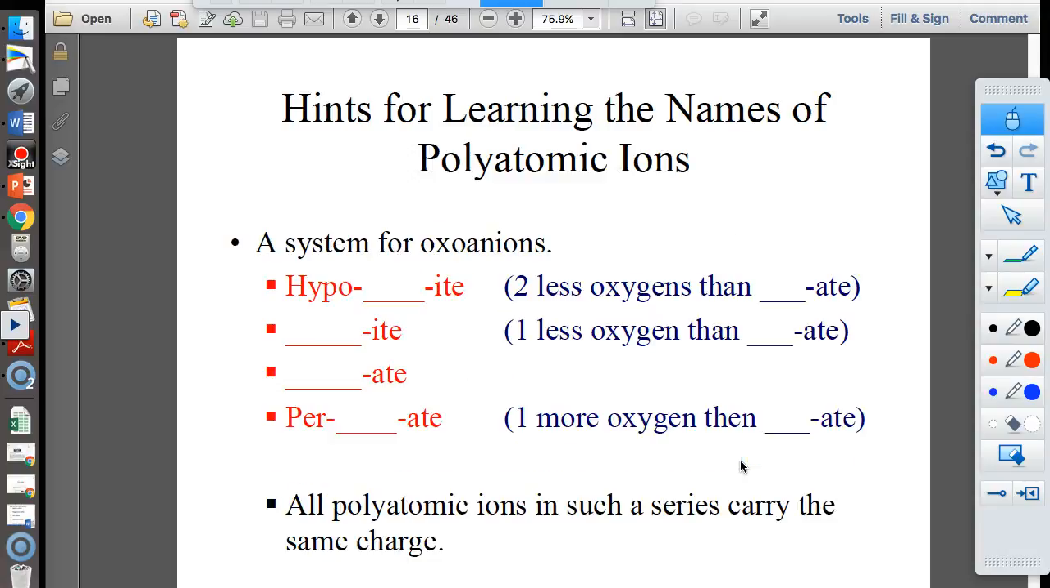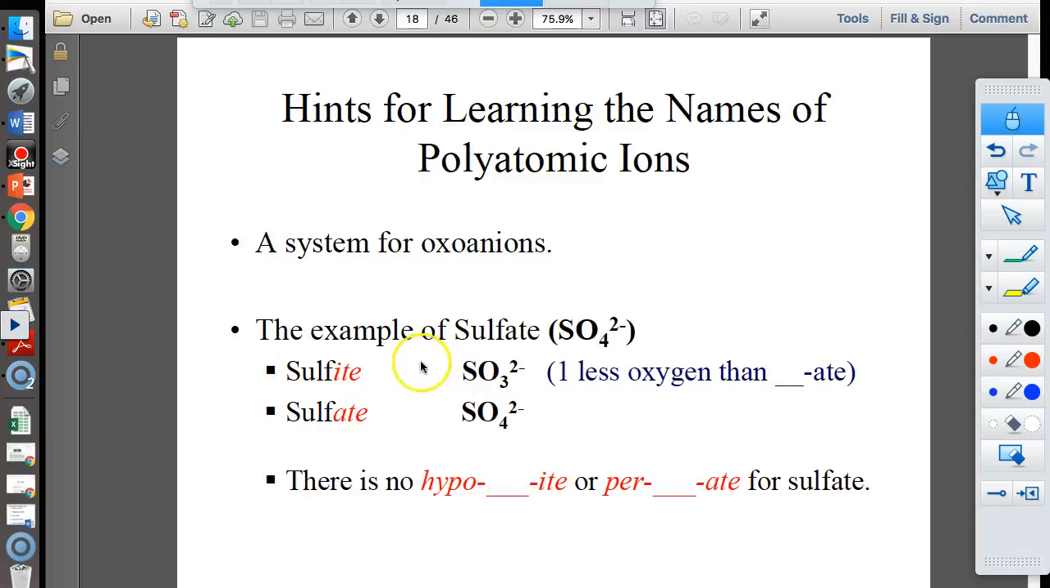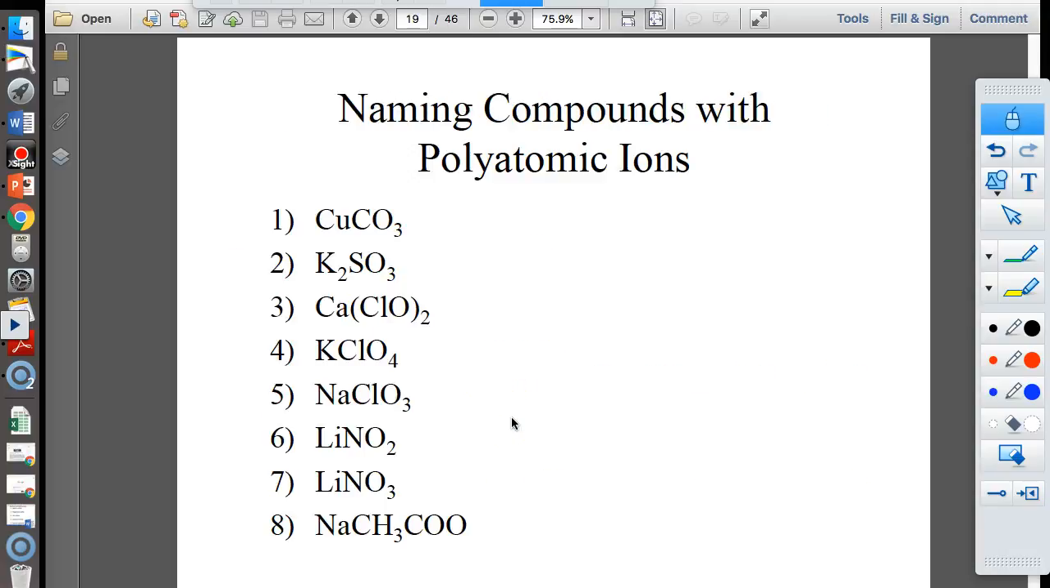Alright, so we've already learned polyatomic ions. There it is. Hypochlorite, 2 less oxygens than chlorate, chlorite, 1 less oxygen, chlorate. That's our clam, right? Okay. Perchlorate, 1 more oxygen. You already know that. Sulfite has 1 less oxygen. If you didn't learn this, well, there it is one more time.